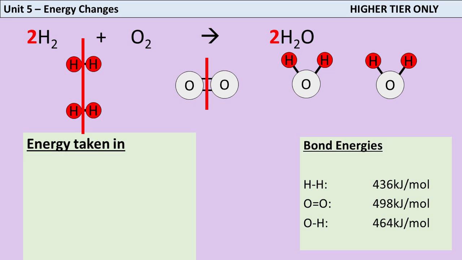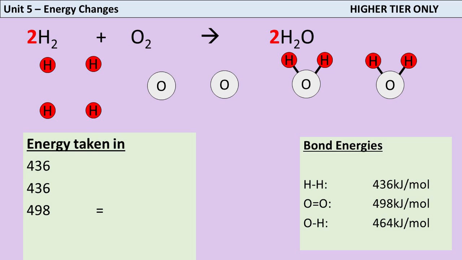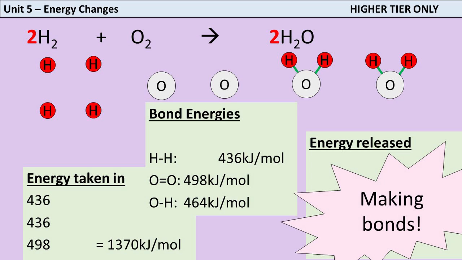Now, looking at my equation, in order for this reaction to happen, the hydrogen-hydrogen bonds need to break and the oxygen-oxygen bond needs to break. So, when those bonds break, some energy will be taken in. I can use the bond energies that have been given to me in the question. I can see that each one of those 2 hydrogen-hydrogen bonds will require 436 kilojoules per mole to break, and then the oxygen will require 498 kilojoules per mole to break. So if I add all of those up, I can find out that this is going to take me 1,370 kilojoules to do.